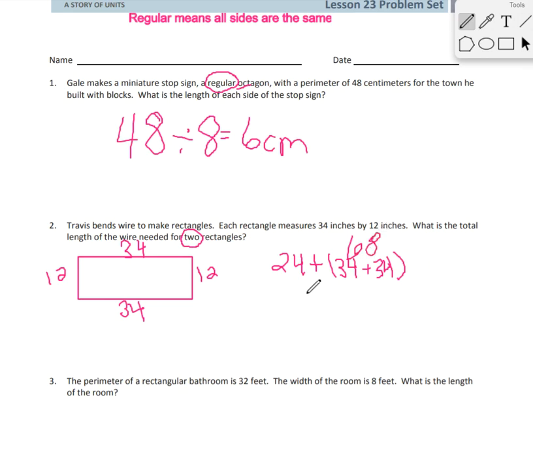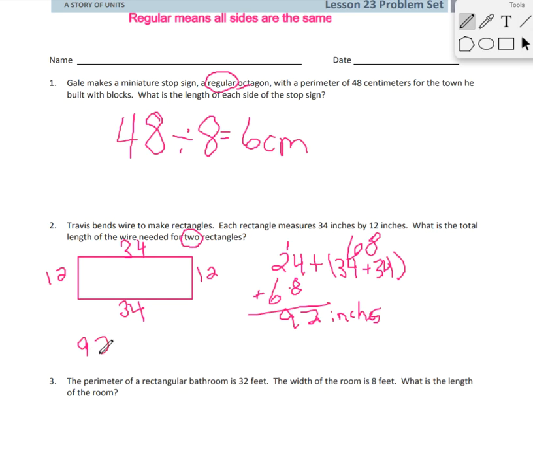24 plus 68. So now that I've solved that, I'm just going to move my 68 down here and stack it vertically so it's easier for me to do my regrouping. And so we have 8 and 4 is 12, carry our 1, 6 and 2, that's 8, and then one more, 9. So we have 92 inches for just one rectangle. But he wants 2. So that means we need to multiply 92 by 2.